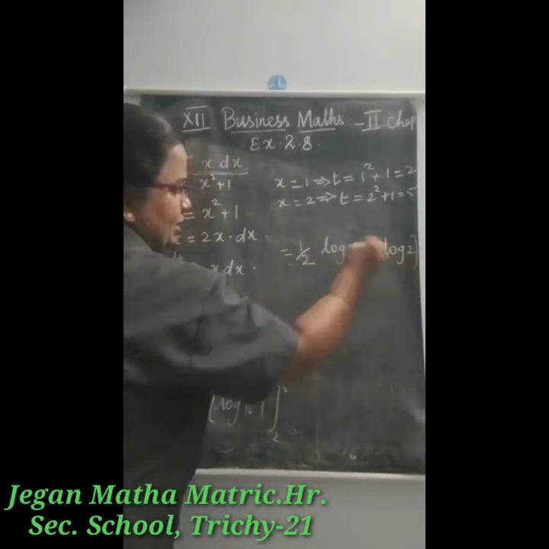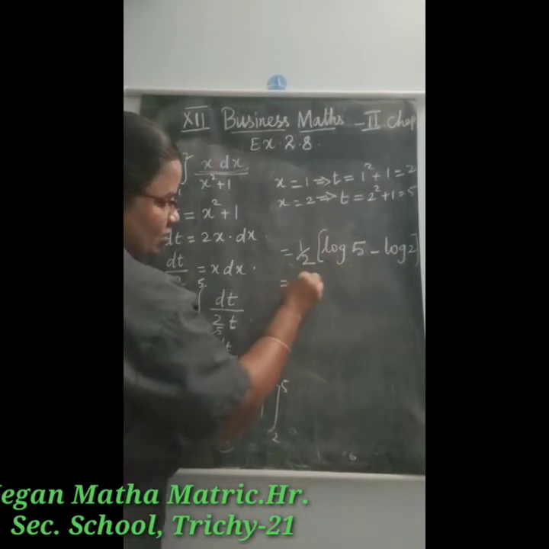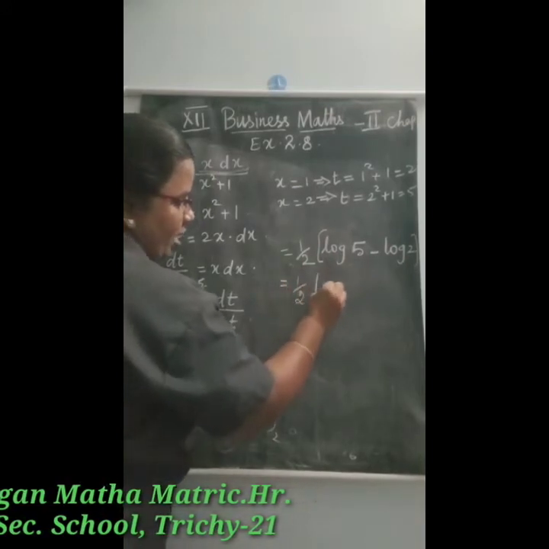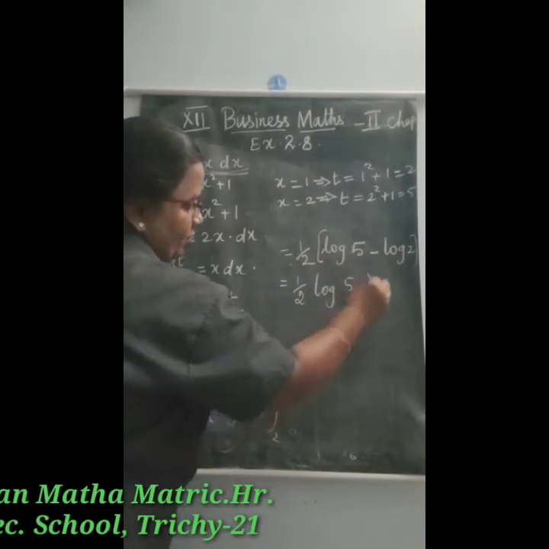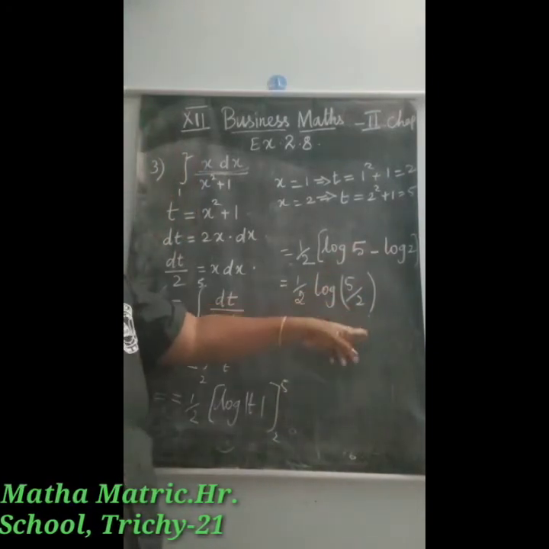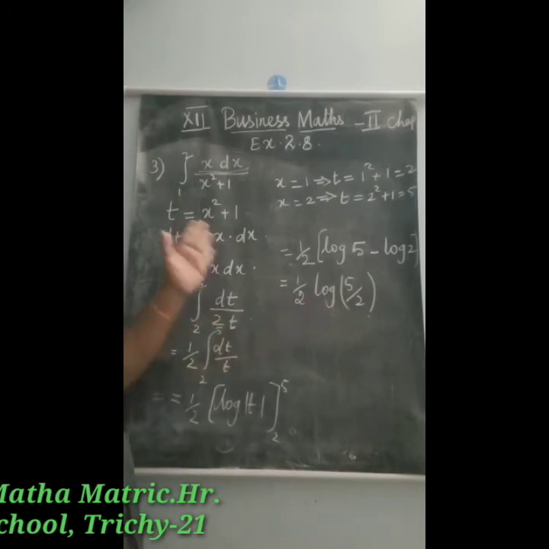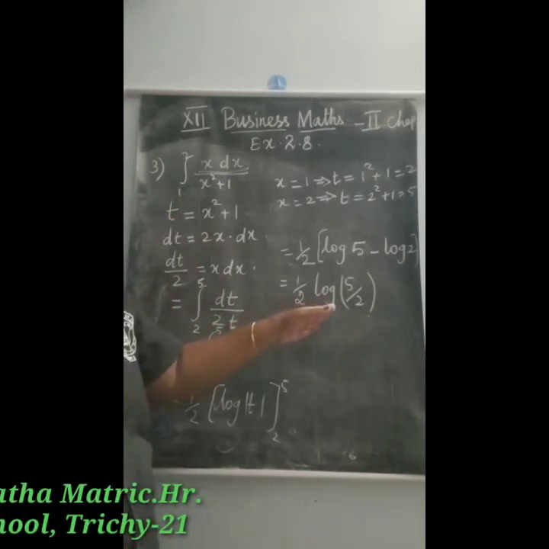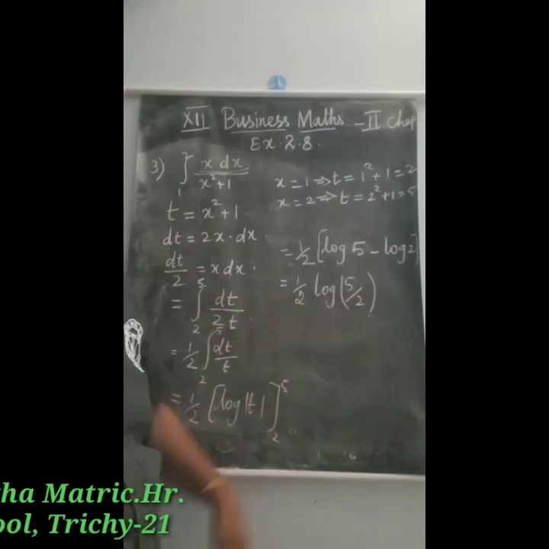This is upper limit and this is lower limit. So that is equal to 1 by 2 into log of 5 by 2. That is, log m minus log n is equal to log m by n. That is the rule. So what is the answer for this question? 1 by 2 into log of 5 by 2. Can you understand?